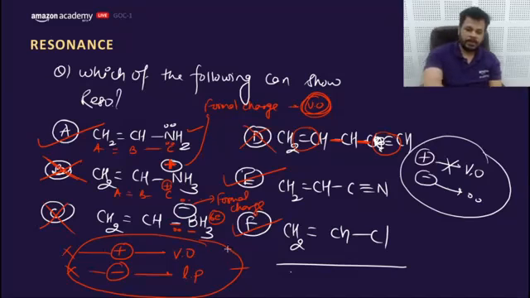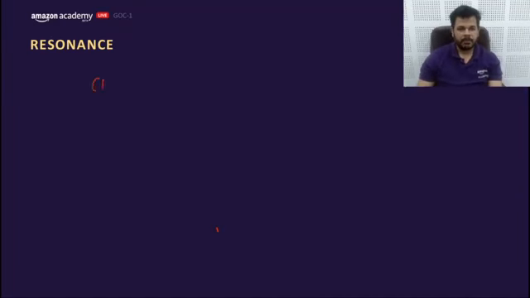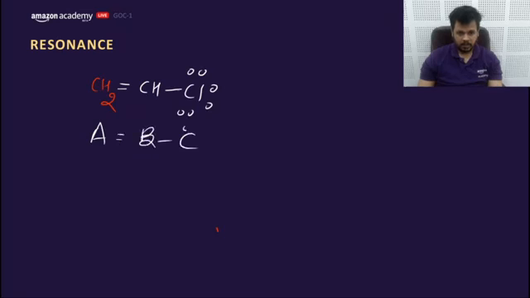Sir, why F? CH2 CH Cl, it has a lone pair. A double bond B, C has what? A lone pair. It can participate in the resonance. Lone pair converts into bond pair converts into lone pair.